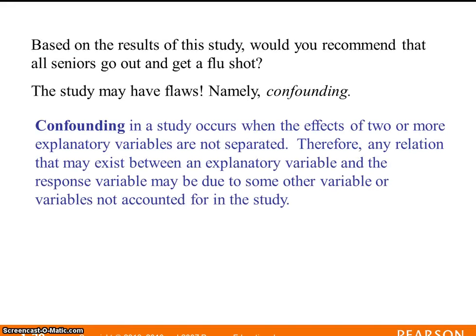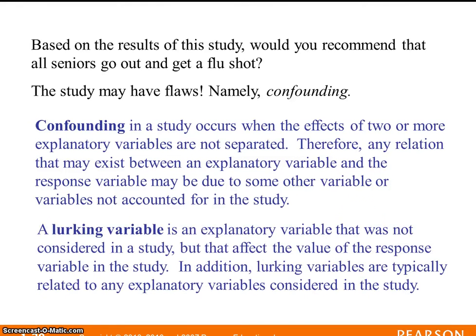So that can happen. Confounding in a study occurs when the effects of two or more explanatory variables are not separated. Therefore, any relation that exists between explanatory variable and response variable may be due to some other variable or variables not accounted for in the study. And a sort of hidden or third variable is what's known as a lurking variable. Like I said, you can think of the flu shot as the explanatory variable, and the response variable in this case, whether the senior was hospitalized or not. Again, that doesn't necessarily imply cause and effect between the explanatory and response variable.